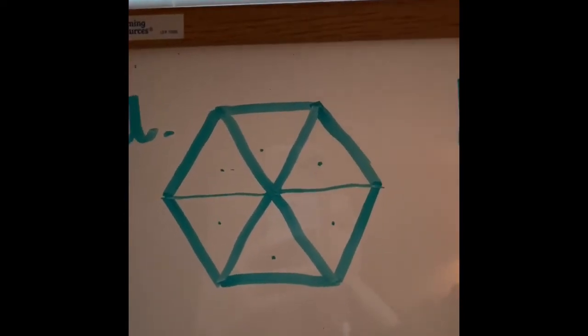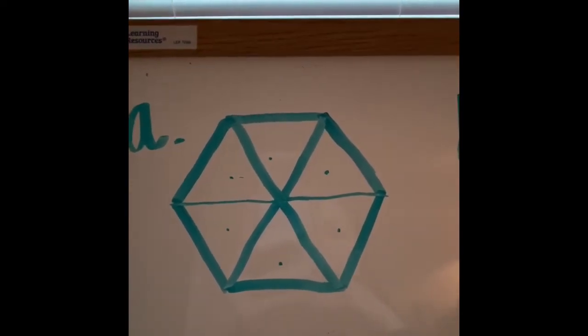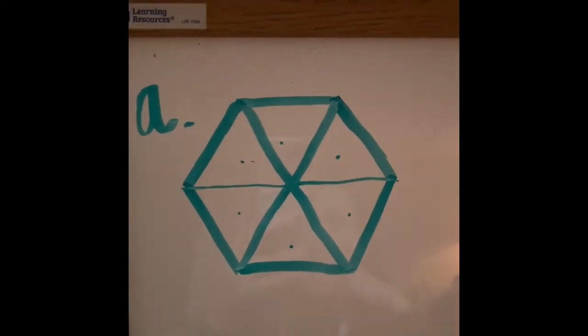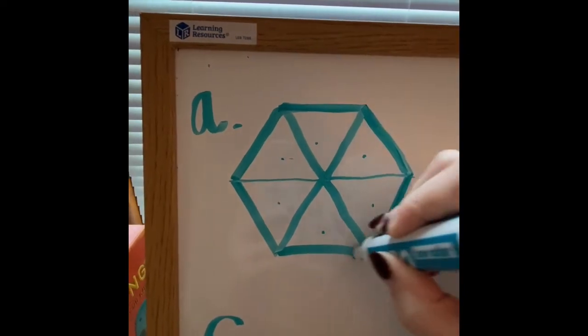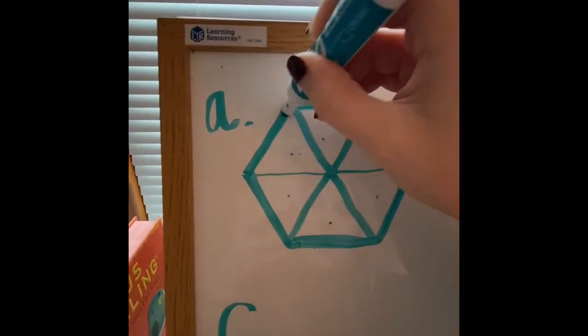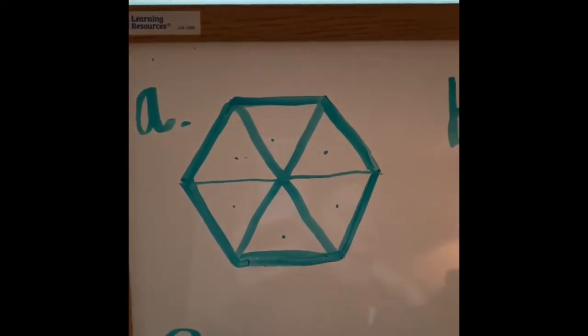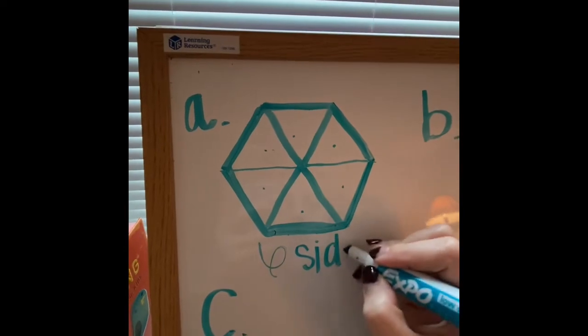Another way is to remember that I've made a hexagon. Now, hexa, as you recall, means that it has six sides. So I can also count the sides. 1, 2, 3, 4, 5, 6. Either way would work. So, A, I have six sides.